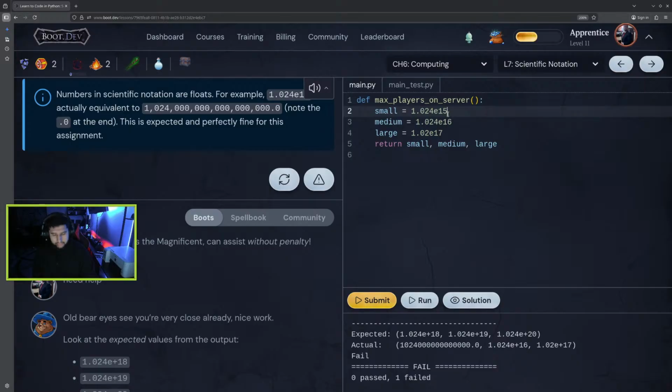Alright, so instead we'll do 18, 19, and 20. So 18, 19, and then 20. Let's run it. No. Oh. There we go. Run. One pass, 0 failed.